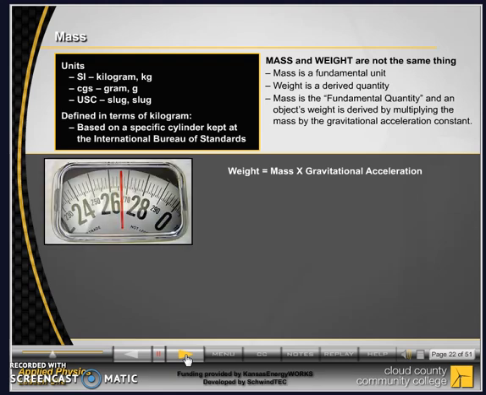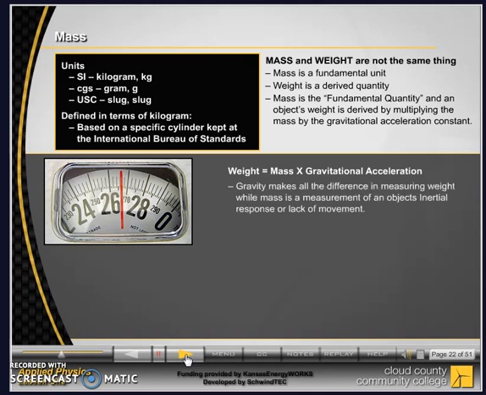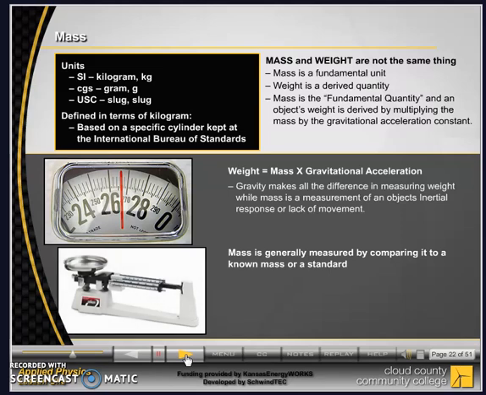This scale is reading your weight here on Earth. It reads pounds. If it were measuring your mass, it would read in the units of slug. Gravity makes all of the difference in measuring weight, while mass is a measurement of an object's inertial response or lack of movement. Mass is generally measured by comparing it to a known mass or a standard. A triple beam balance, such as this one shown, is most often the method of choice when measuring mass.